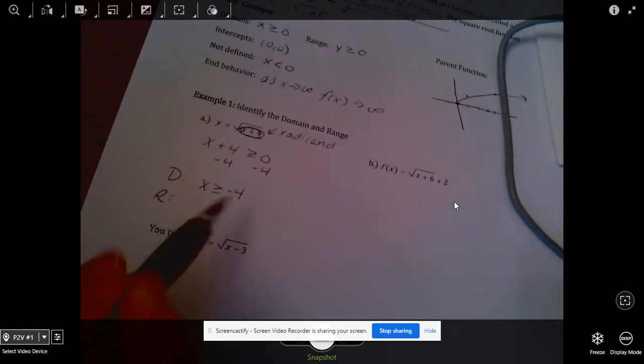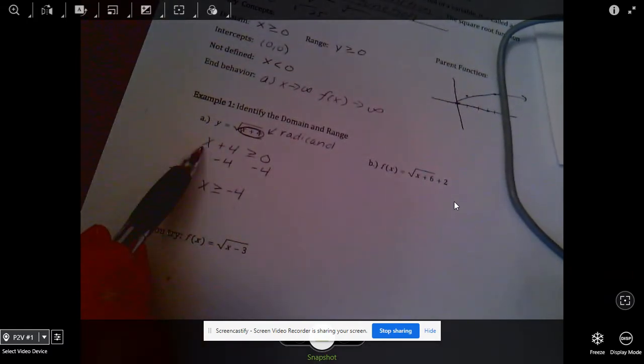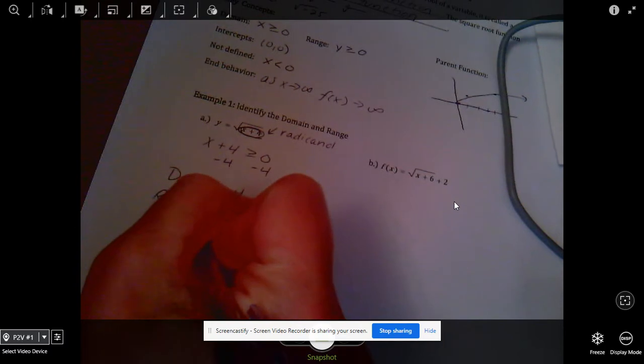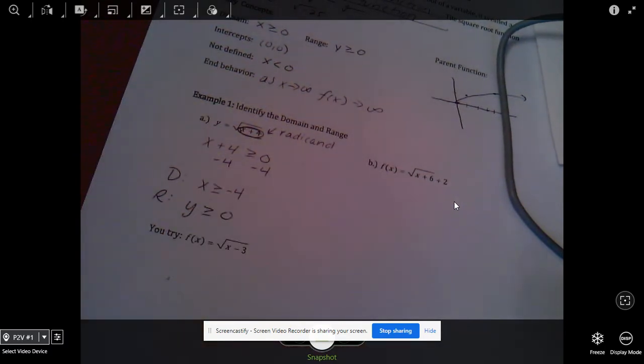The fun part of this is to find the range, you simply just plug in the domain and that pops the range. So if I substitute a -4, I get 0. So y has to be greater than or equal to 0. Okay, over here, same thing. I want you to try this on your own and then play the video back.